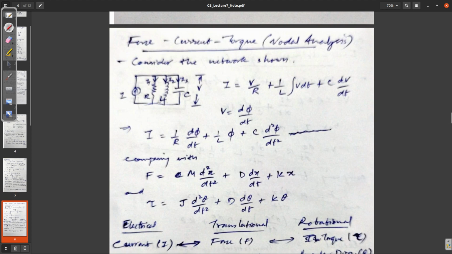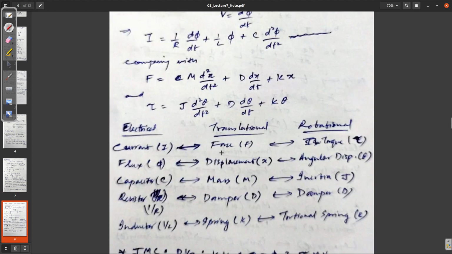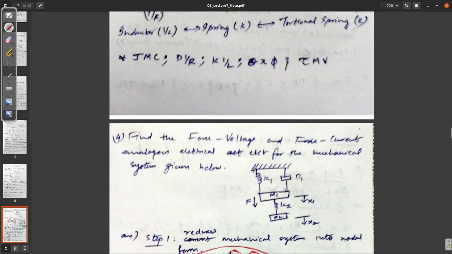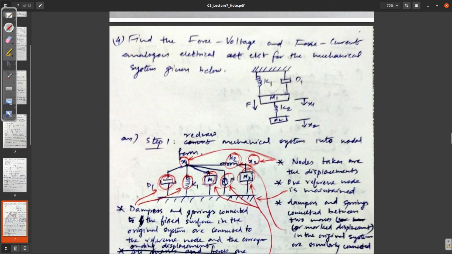Similarly, consider a parallel RLC circuit with a current source. Write the equation and you will get the force, current, torque relation. You can go through them. It is quite simple, so I am not explaining them in detail.